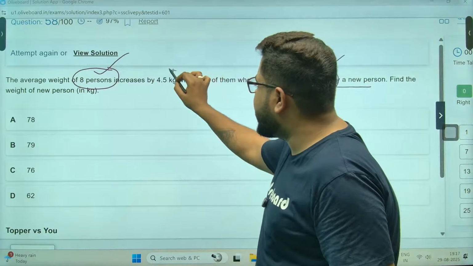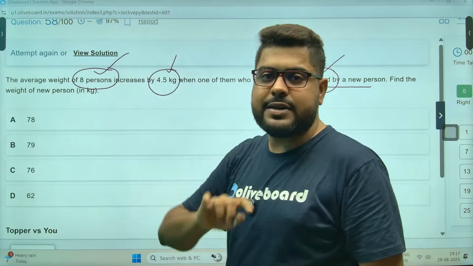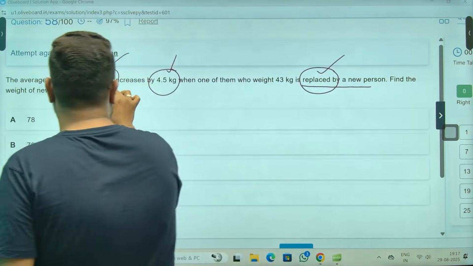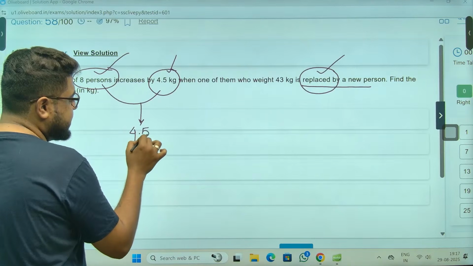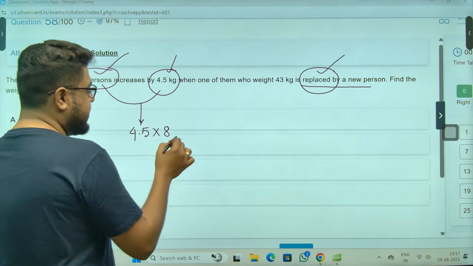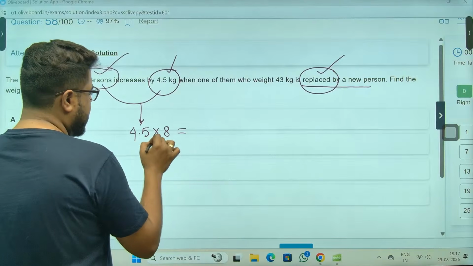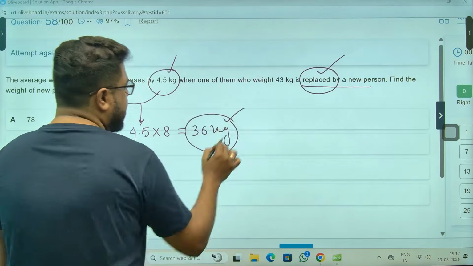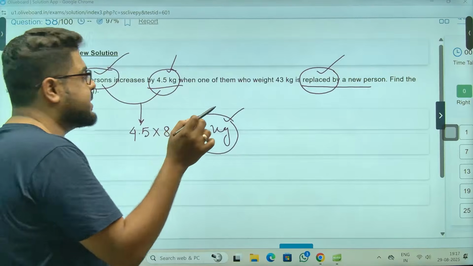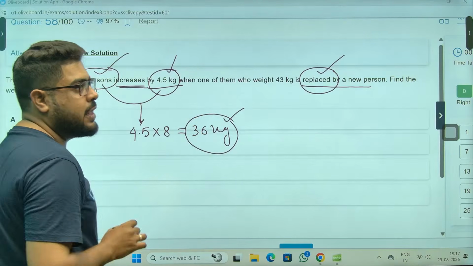So 4.5 kg change in every person's weight. So for 8 people, how much total change? 4.5 kg for everyone. For 8, this is this. So this is 32, 36 kg. So meaning now it has increased or decreased? Sir, increases by this. Why?